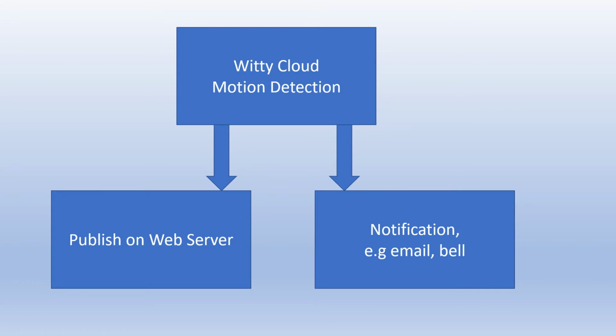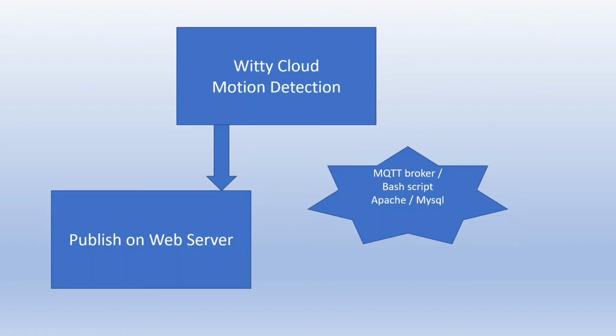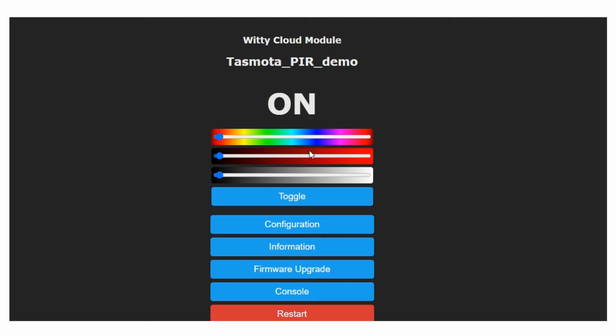Okay, so when we detect motion on the WIDI cloud, we may want to publish the information on a web server, or we want to undertake an action, a notification, for example, ring a bell, send an email, etc. The WIDI cloud automatically publishes MQTT topics. So if you connect that to an MQTT broker and use, for example, something like a ByScript, you can push that information to MySQL on a web server and then display it on a web page using Apache.